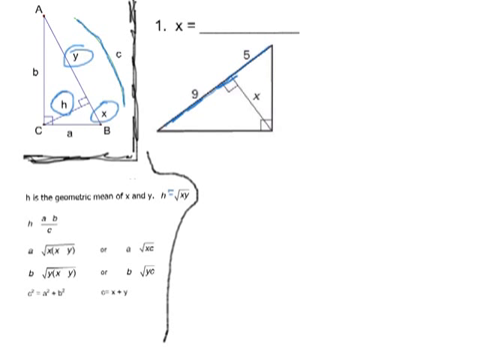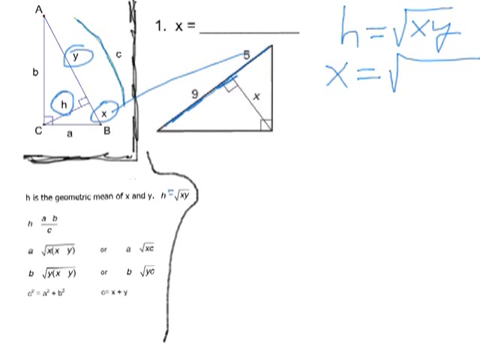Let's plug everything in. So I'm going to use this formula, h equals the square root of xy. Okay, well my h is actually x, right? That's the altitude of the triangle. It's the square root of 5 times 9, right? So that's my 5 and my 9, so 5 times 9. So x equals the square root of 45.